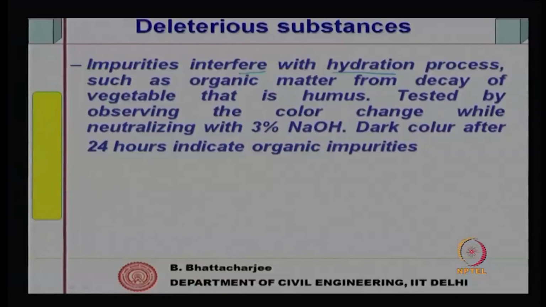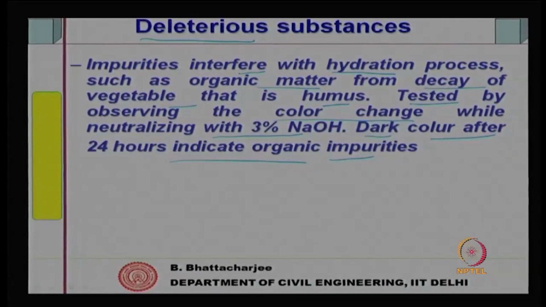Impurities which interfere with the hydration process, like organic matter from decay of vegetation such as humus, are deleterious materials. This is tested by observing the color change while neutralizing with 3% sodium hydroxide. Dark color after 24 hours indicates organic impurities. So, organic impurities are tested with alkalis, because organic impurities can react with alkalis, and the color change tells us whether there is a deleterious organic impurity in the aggregate, right.